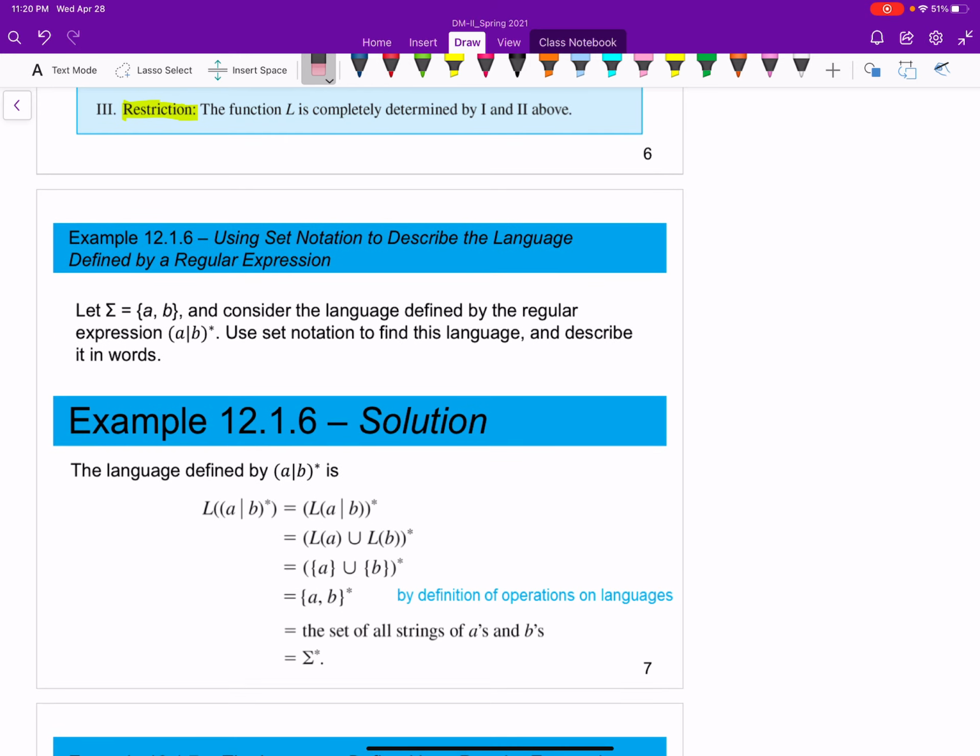Here sigma is {a, b}, which is the alphabet a, b, and consider the language defined by the regular expression (a/b)*. Use the notation to find this language and describe it in words. So first of all, you have to find the language, that means L of (a/b)*.